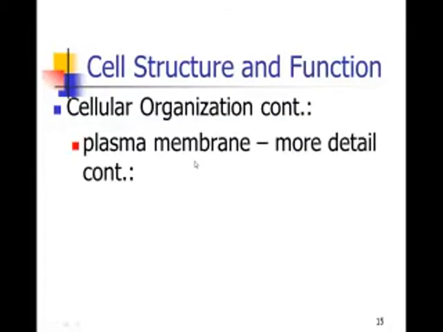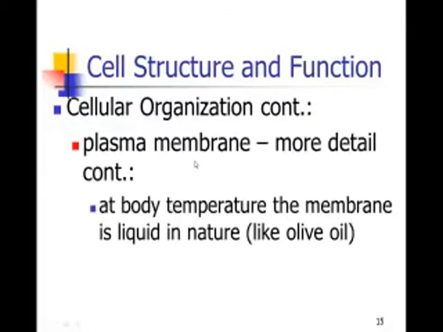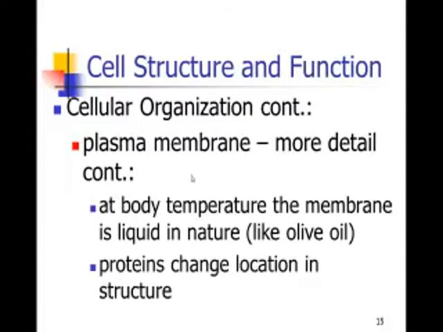So at body temperature, the cell membrane is somewhat liquid in nature, sort of like olive oil, and the proteins actually can move around within the structure, and we can even have molecules that are inside the cell becoming associated with a cell membrane. A good example would be the effect insulin has on a cell. The insulin, when it comes in contact with a cell, causes transport molecules that are inside the cell to get incorporated into the cell membrane, and those transport molecules carry glucose into the cell.